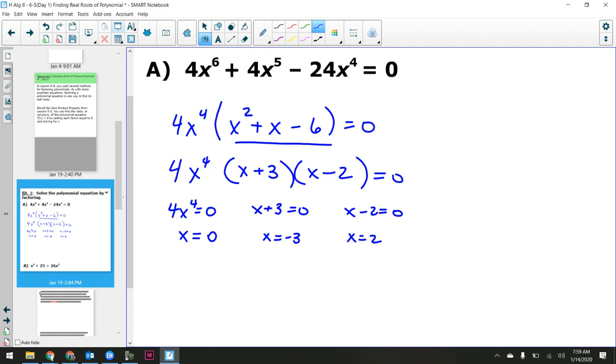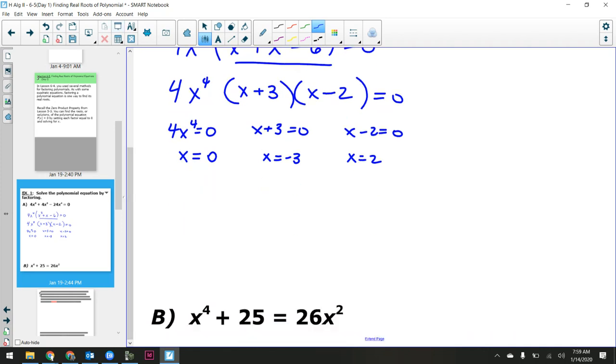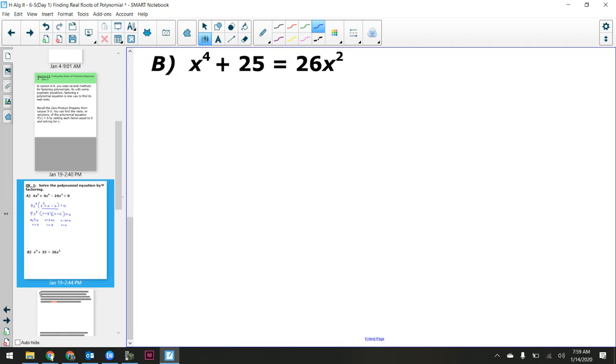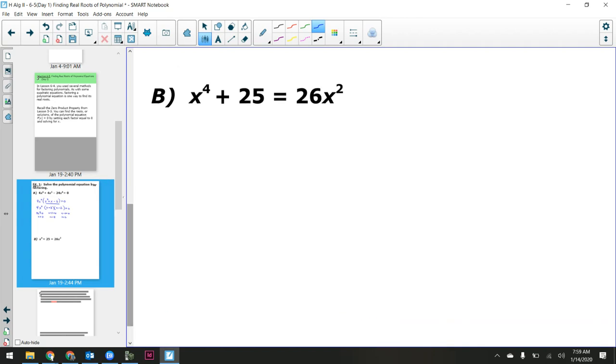Oh, there's another one down there. Ooh, this is a good one. We'll do this one together too. The question we just had: should we put this into standard form? Yes, because it's got to be set equal to 0, right? We had that zero product property. You've got to set it equal to 0.